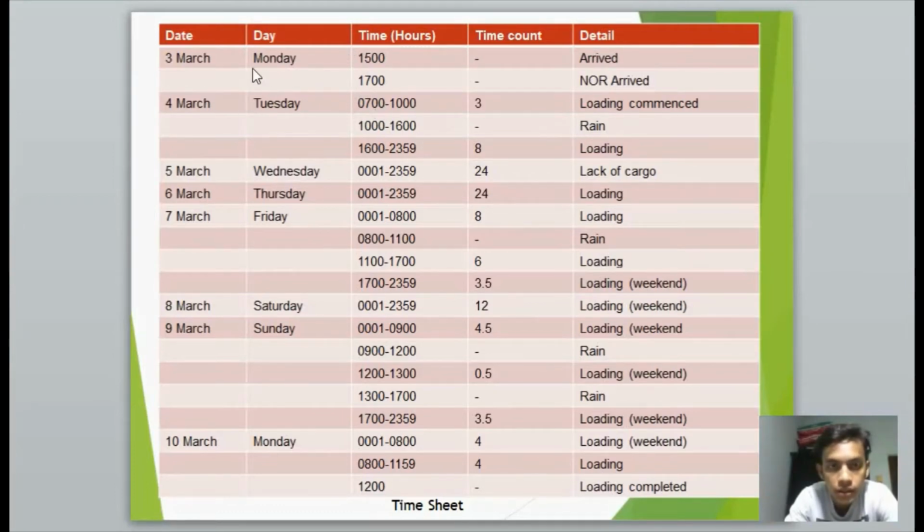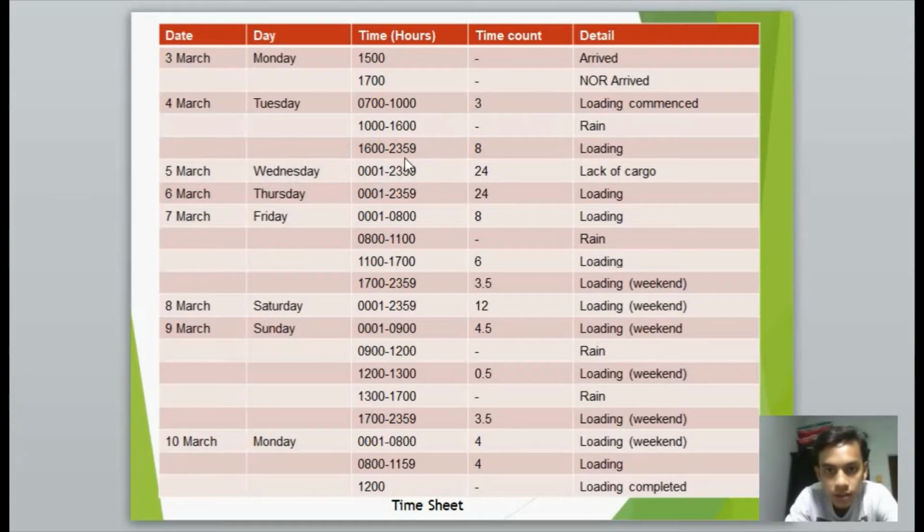Today I want to explain how to do the laytime calculation. In the question, it is stated that on 3rd of March, the ship arrived at the Buenos Aires roads and the laytime is still not counted. On the next day, 4th of March, the loading started at 0700 hours until 1000 hours because after that the rain started. So that means 3 hours before the rain, the laytime started to count, and after 6 hours of rain, the loading continued until the next day.